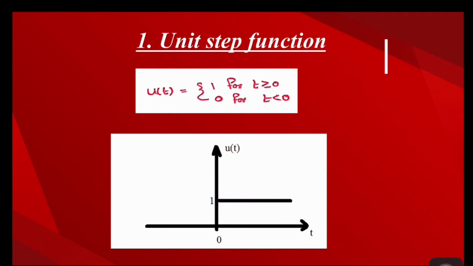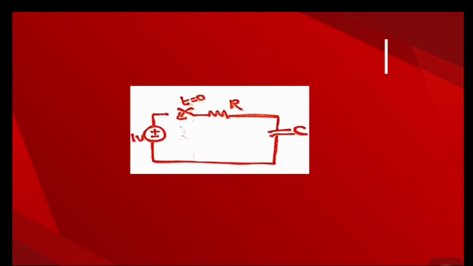As I told you, elementary signals are used to study systems. Now, I will give you an example which illustrates the significance of the unit step function in network analysis. You can see an RC network here. A 1 volt source is applied to this network through a switch. From the symbol of the switch, it is clear that it remains open for t less than 0.